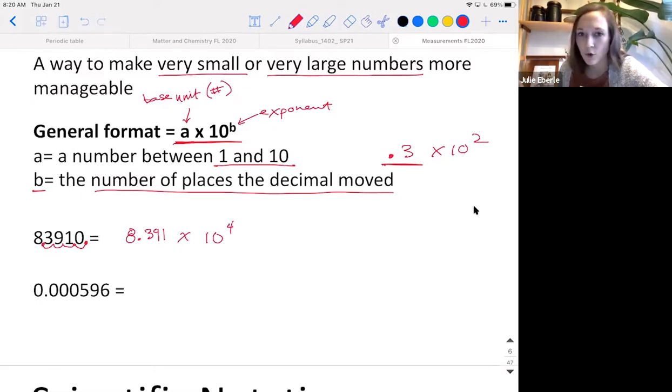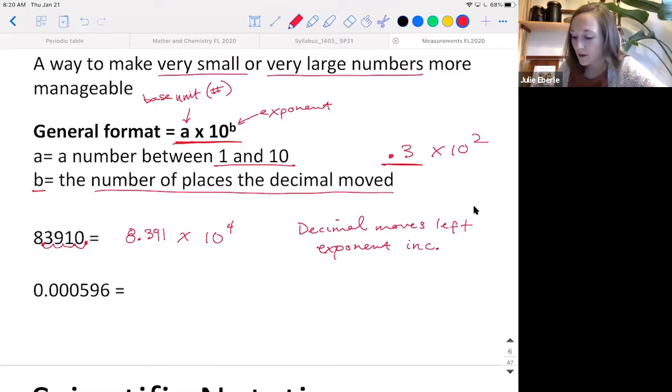Now, there's a rule that we just learned here. I didn't state it, but it was implied. If the decimal moves left, the exponent increases, okay? Notice that I'm not saying the exponent's always positive. There are times you can move the decimal left and you still have a negative exponent. But here, typically if the decimal moves left, the exponent is always increasing towards the positive direction.